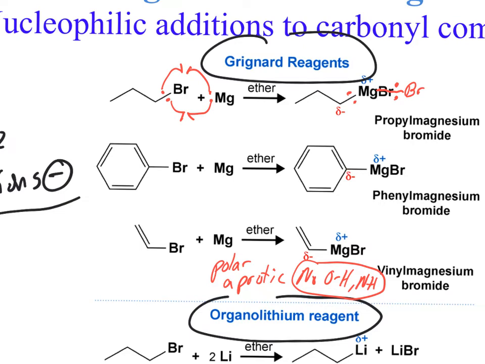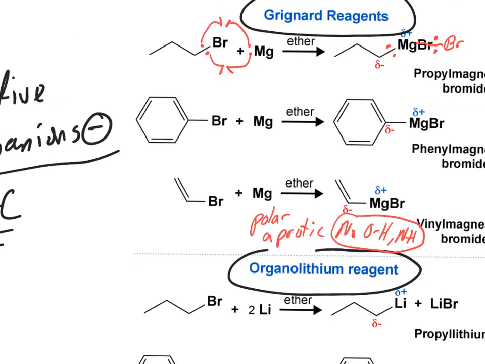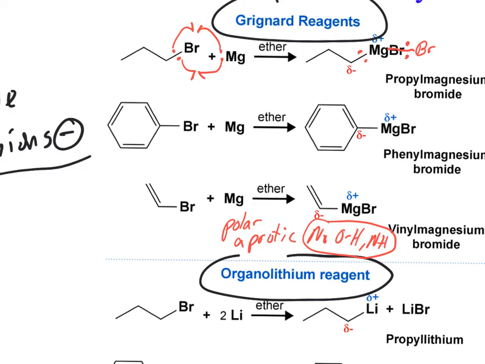So again, what have we done? We've taken an electrophile, and we've made it a nucleophile. These are called Grignard when it's a magnesium, and they're called organolithium when it's a lithium. And these are really important because what we're going to do now is form a carbon-carbon bond, which is going to end up helping us make an alcohol.